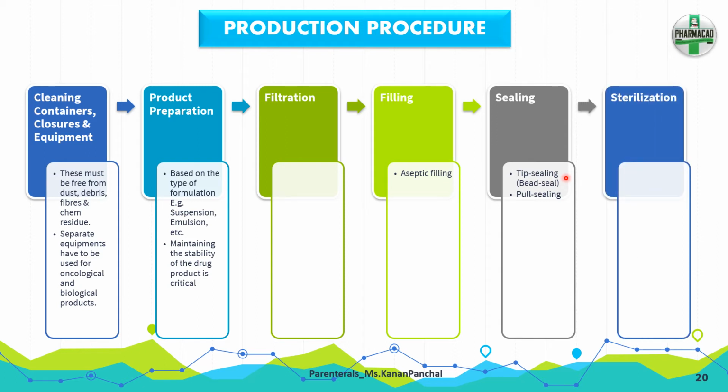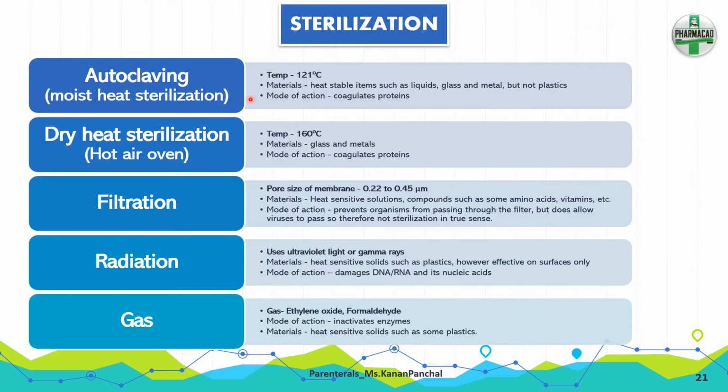The next and the most important step after sealing is the final sterilization. Let us discuss sterilization in detail. Here you see different techniques of sterilization enlisted. Let us study them one by one. The first is autoclaving, also called moist heat sterilization. It is called moist heat because steam is involved. It is as good as a pressure cooker. The temperature is usually 121 degrees Celsius.